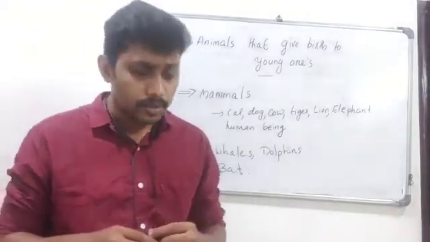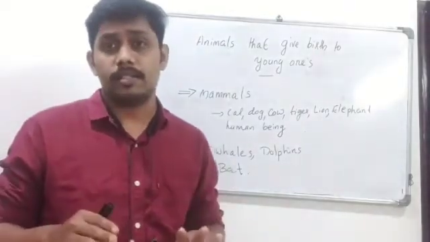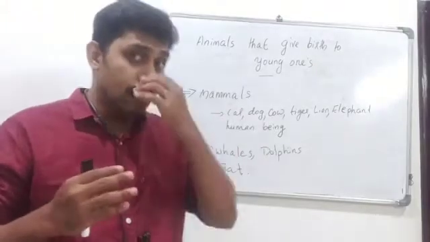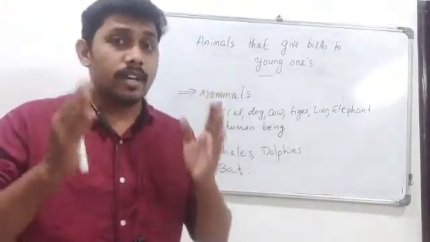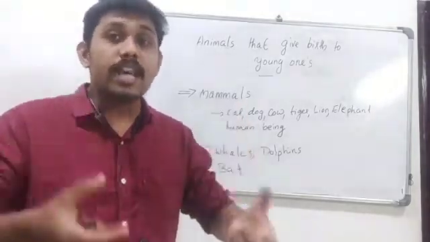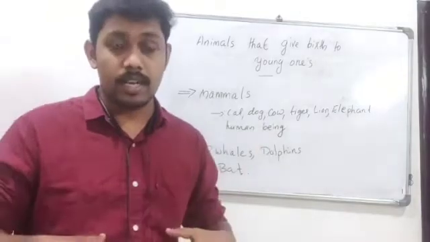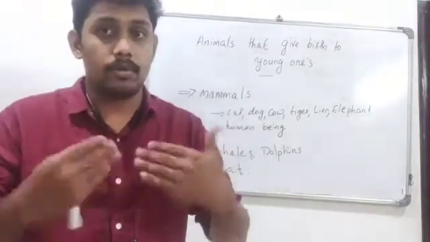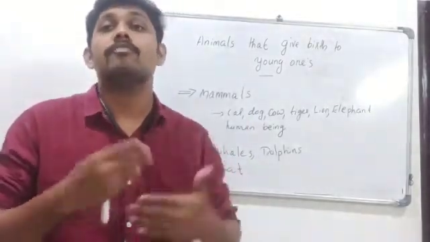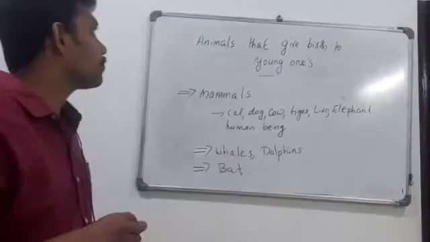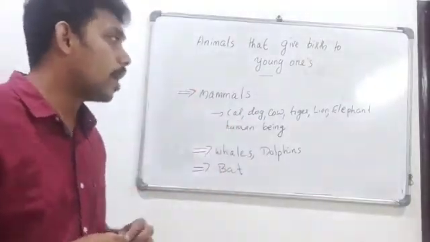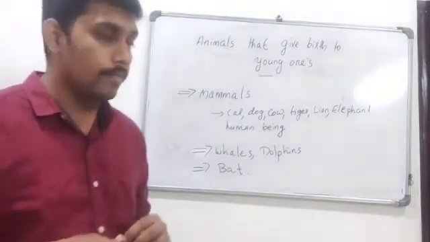And in mammals, the young ones are developed inside the mother, and after developing they come out. That process is called giving birth. So animals that give birth to young ones are called mammals. Examples: cat, dog, cow, tiger, lion, elephant, and human beings.